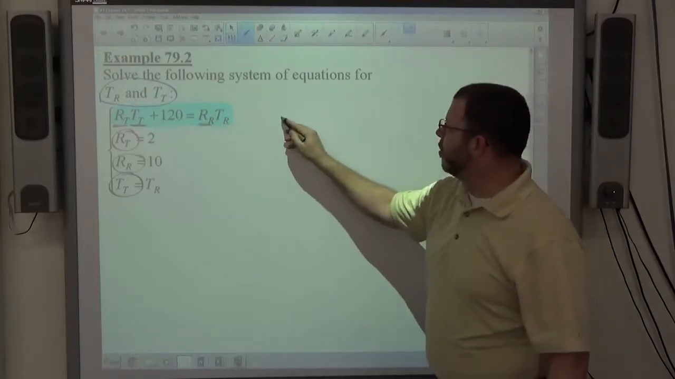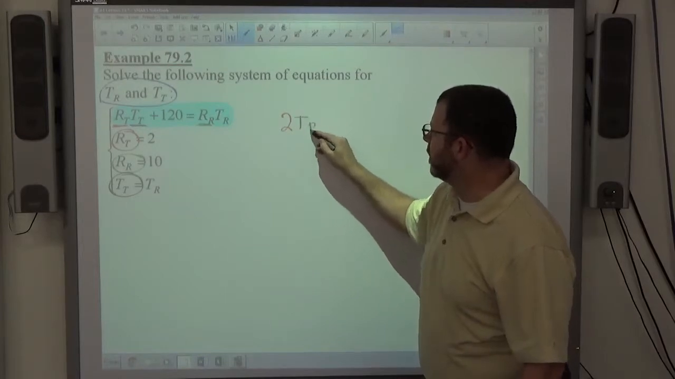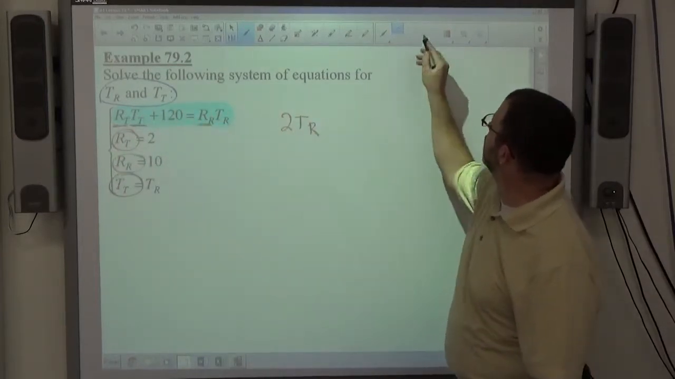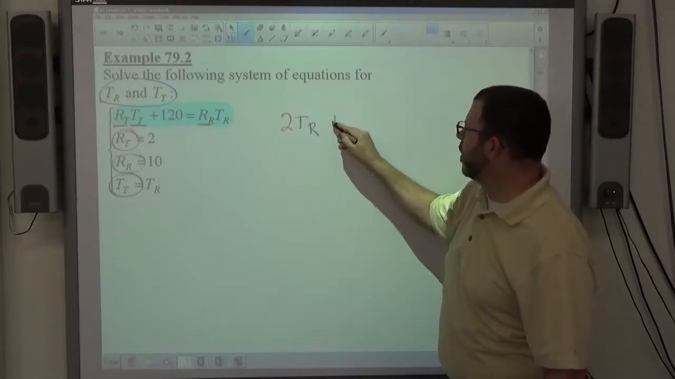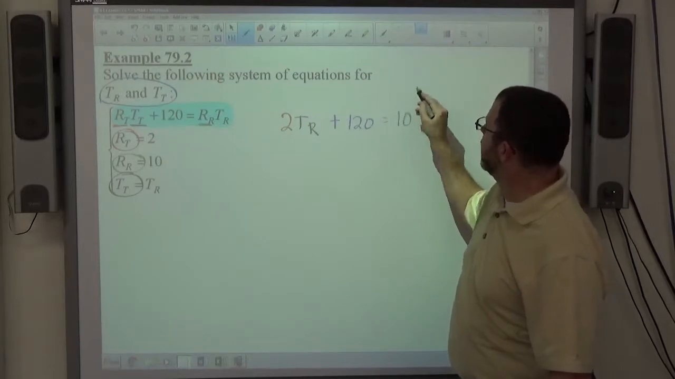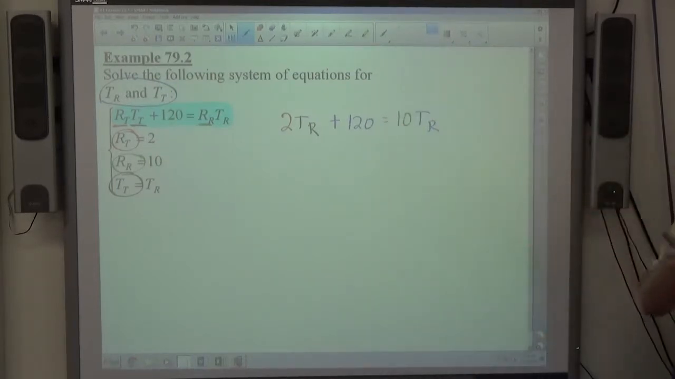I end up with 2 changing t sub t into t sub r. Notice this is being multiplied by this, so the substitution is being multiplied by the substitution. Then it says plus 120 equals r sub r, which is 10, times t sub r, which I don't have a replacement for. So the two things in blue stayed as is. The three things in red, black, and green got replaced with a substitution.